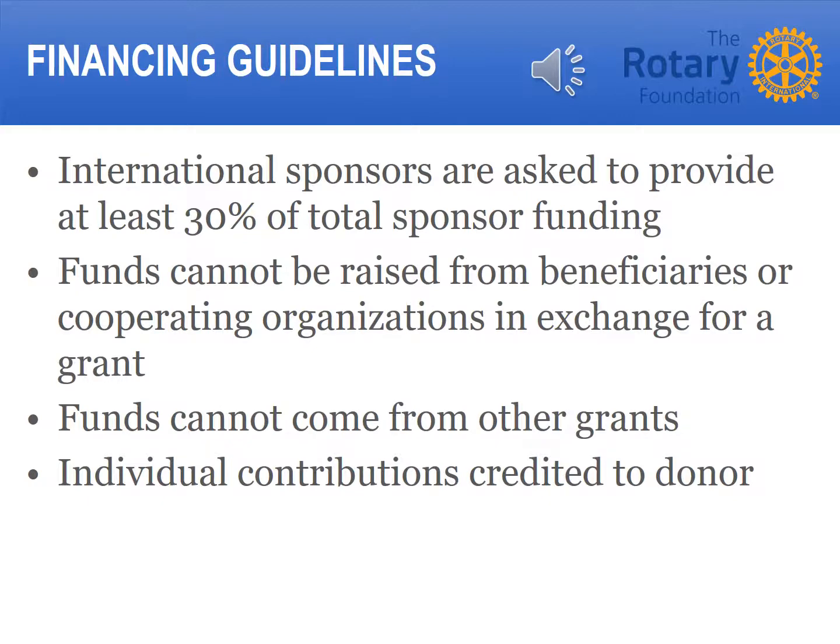There are some other guidelines you need to know about financing your grant. First, the international sponsor is going to be asked to provide at least 30% of the total sponsor funding. Rotarians cannot collect funds from beneficiaries or cooperating organizations in exchange for receiving the grant. Contributions can't come from another Rotary grant. And of course, cash contributions should always be credited to the individuals who gave the funds. Rotarians cannot collect funds from individuals and claim the donation as their own unless they've received explicit information from the donors to do so.